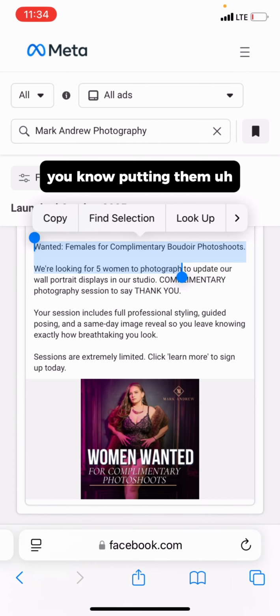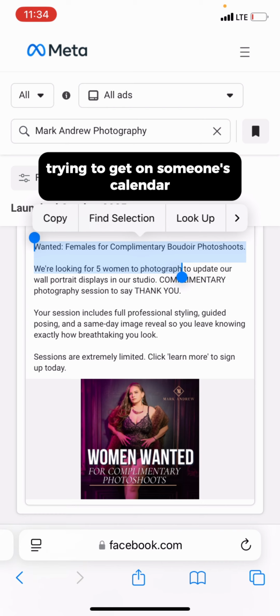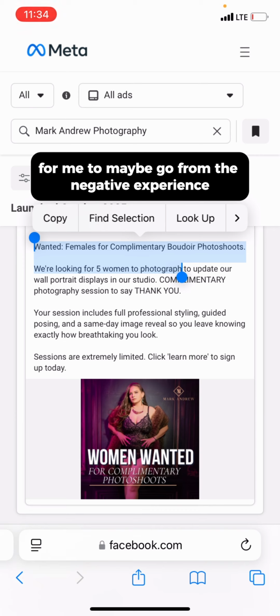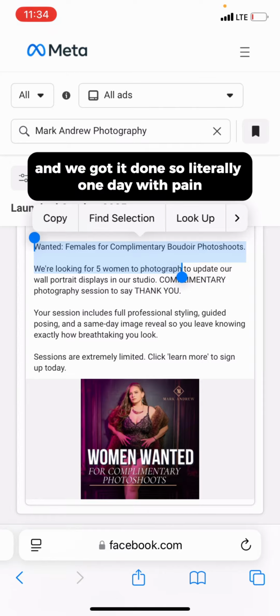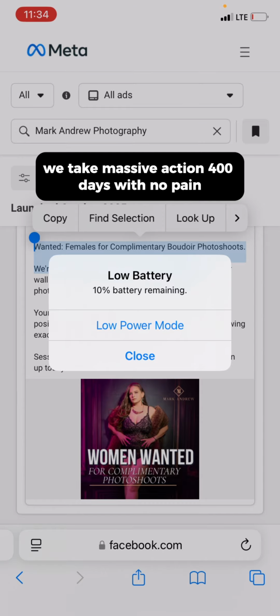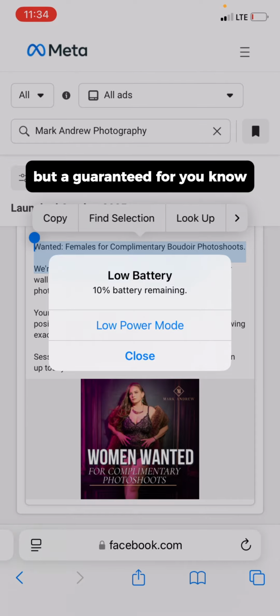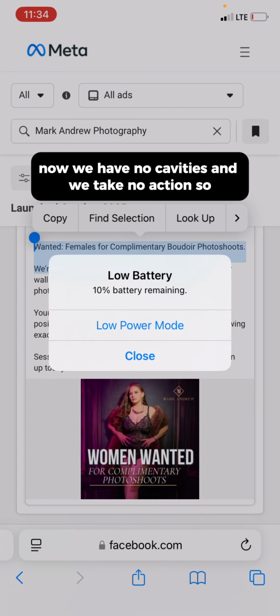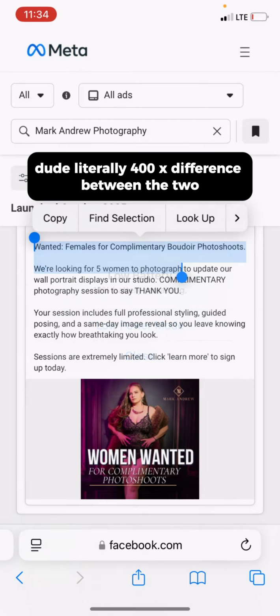Trying to get on someone's calendar, anyone that can fix this tooth pain and get rid of it, to make it go from the negative experience or the pain state to a no pain state. And we got it done. So literally one day with pain, we take massive action. 400 days with no pain, but a guaranteed 2 gains, cleaner teeth and peace of mind knowing we have no cavities, and we take no action. So dude, literally a 400x difference between the two.